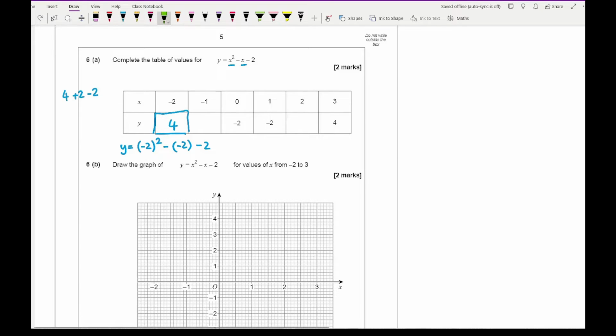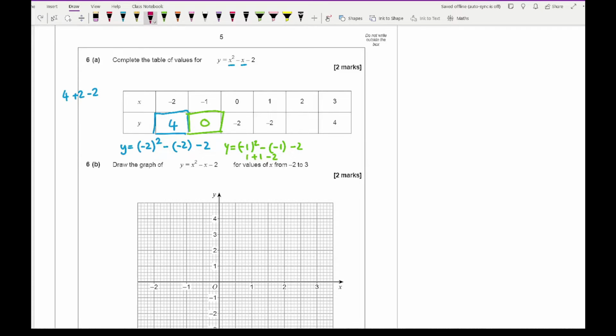Then for this one, we're substituting minus 1 in. So y equals minus 1 squared minus minus 1 minus 2. That then becomes 1 plus 1 minus 2, which equals 0.